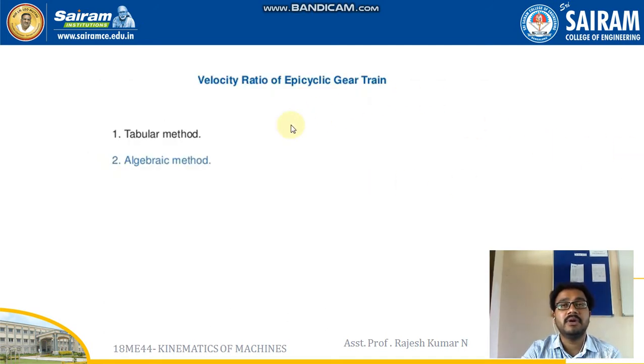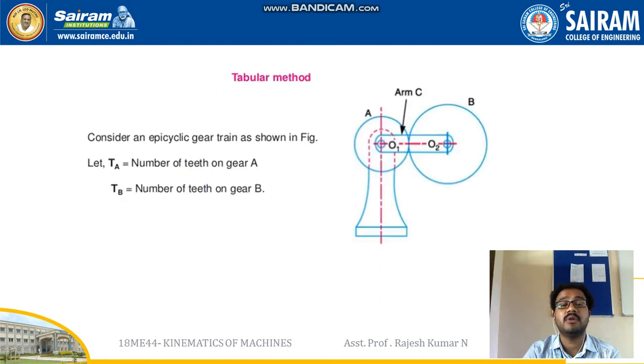Now, this is a very important concept, that is the velocity ratio of epicyclic gear trains. We can find it by using the tabular method and the algebraic method. Any one method we can use. Usually in examinations, we follow the tabular method. So now I will explain how to write the velocity ratio of an epicyclic gear train in the tabular method.